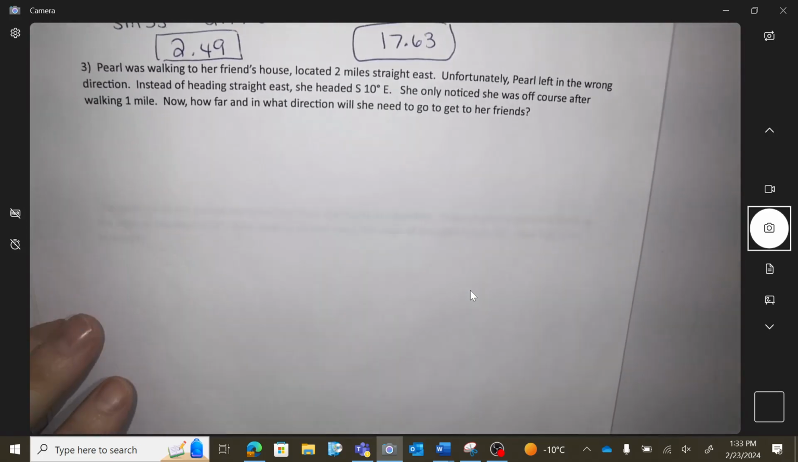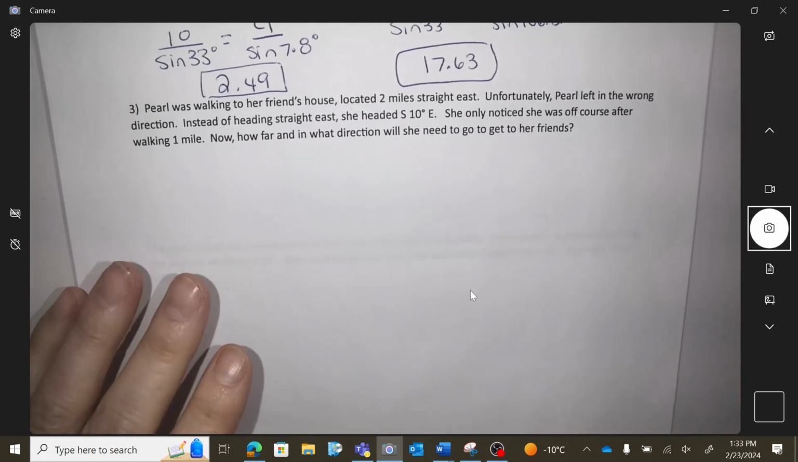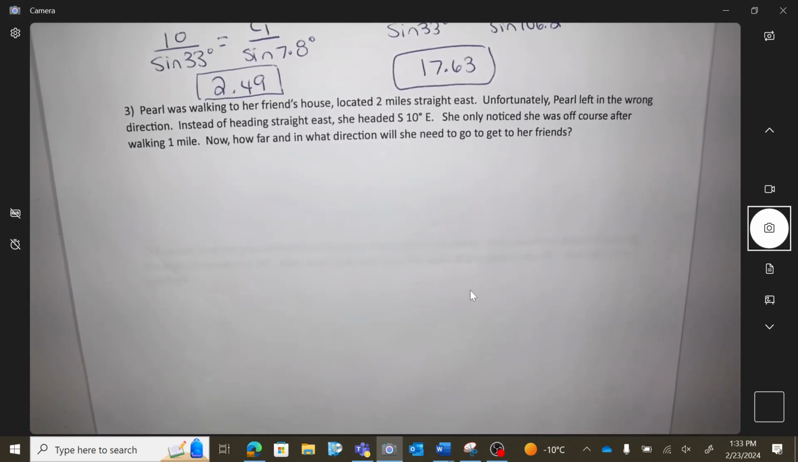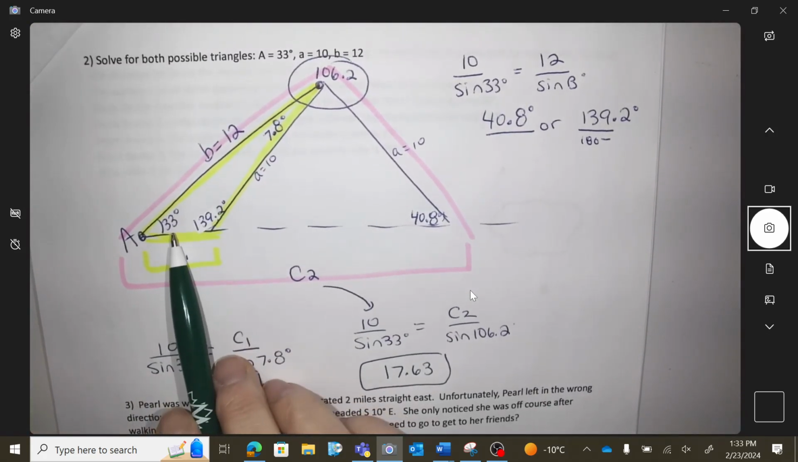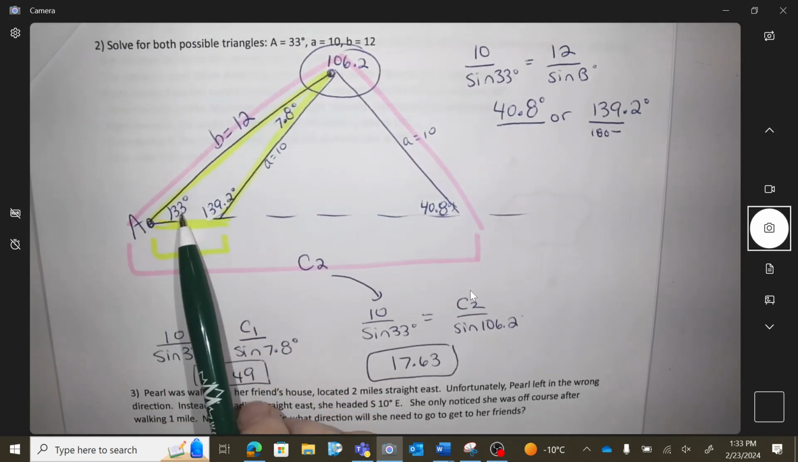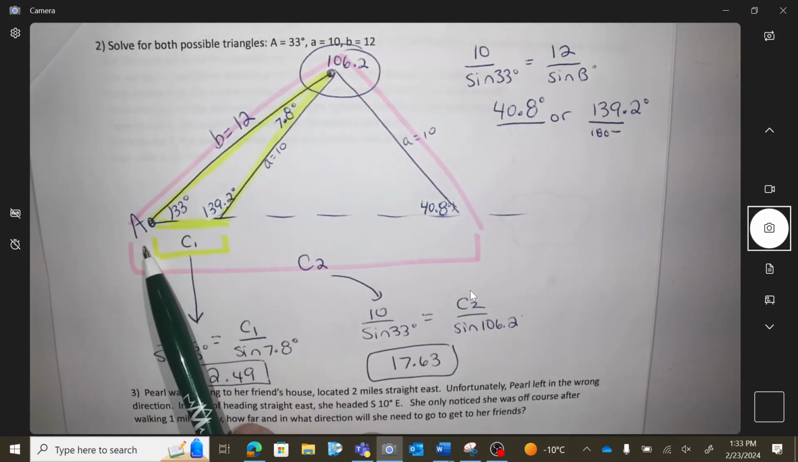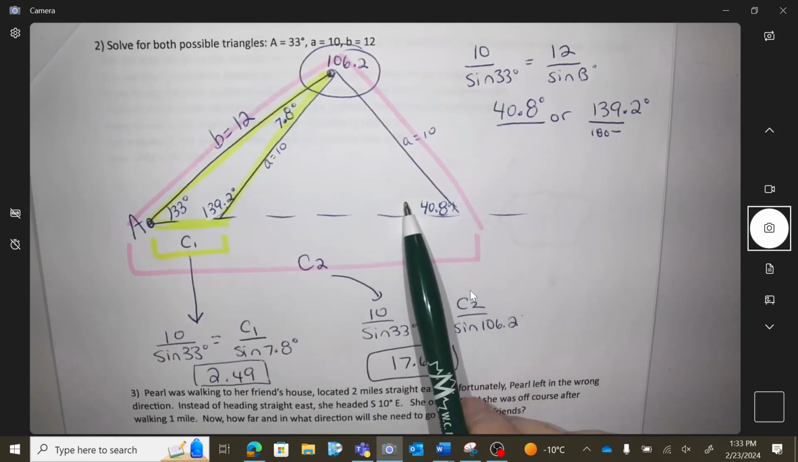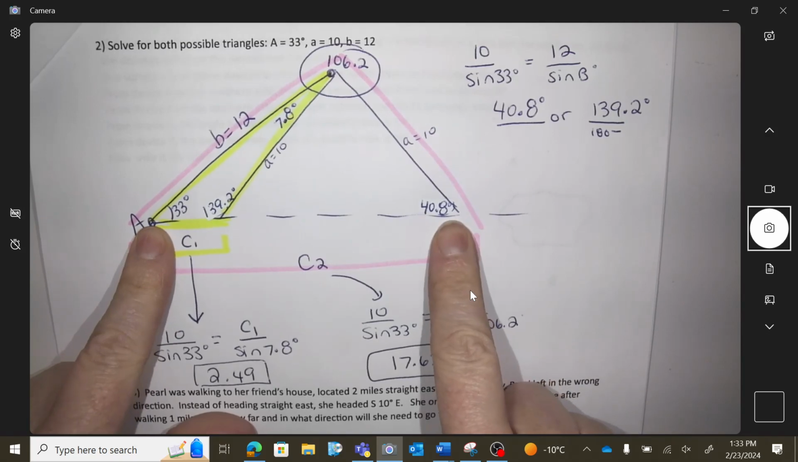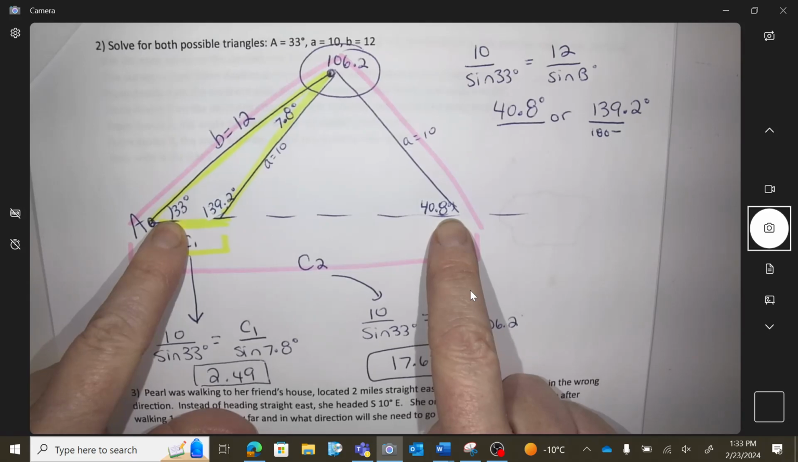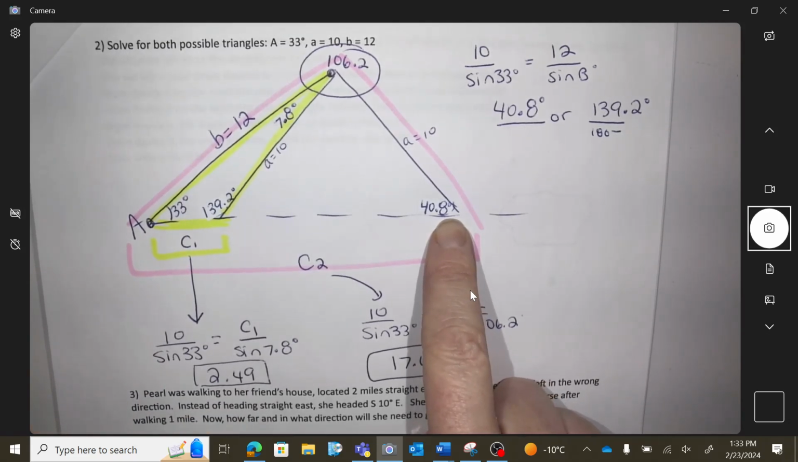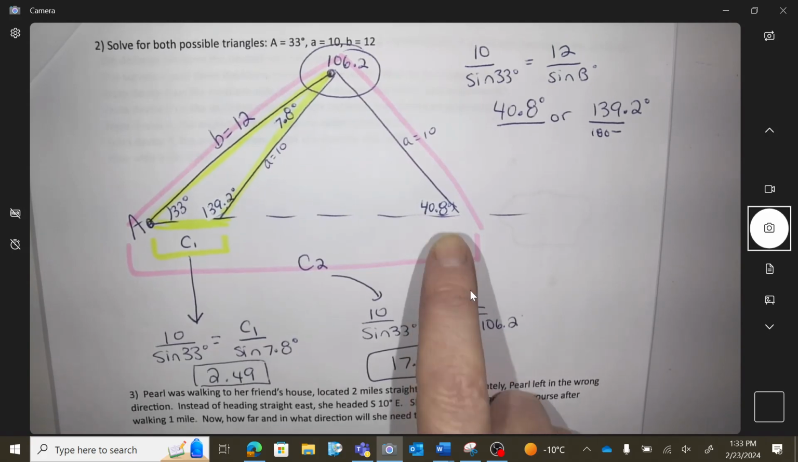Okay, word problems. How did I get 106? Was I wrong? So I did 180 minus this corner and this corner. Do you see my pink corners? These are my pink corners. Is it different? Did I do it wrong? Or did you find something else? Minus 33. Yep, I got 106.2. Can you visualize the pink corners?